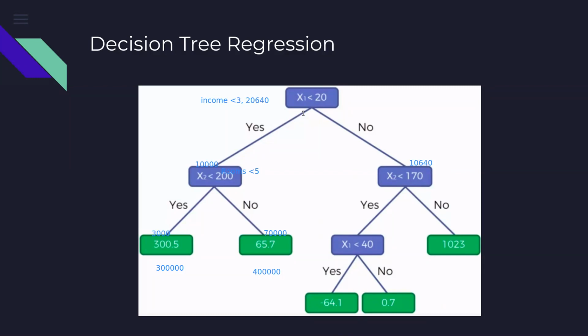And how do we divide that? Based on certain decision criteria. Now you may ask the question, why am I choosing income less than 3, why not less than 2, why not less than 5? We could do all of that and we will get different decision trees.